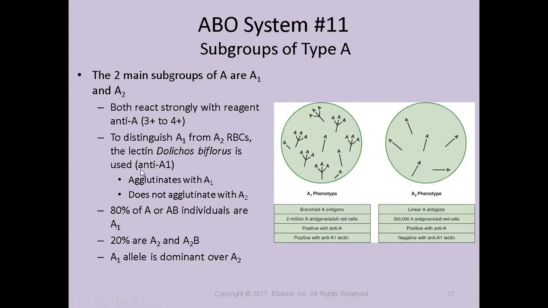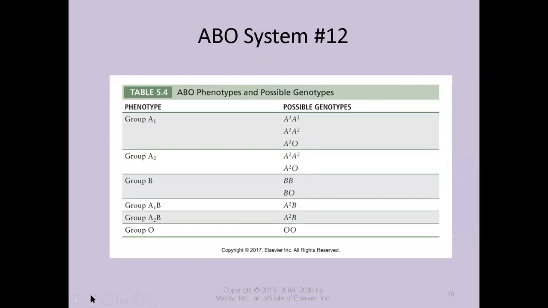If the red cells don't agglutinate, most likely it's type A2, because that is 20% of the population. We do have some people in our region who are type A2. It really does not impact transfusion. And remember, they're both going to react strongly with anti-A in our forward typing.